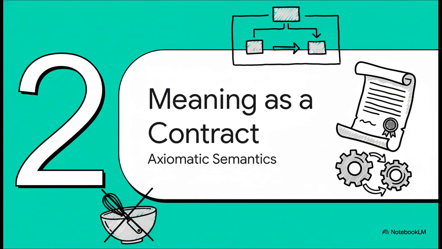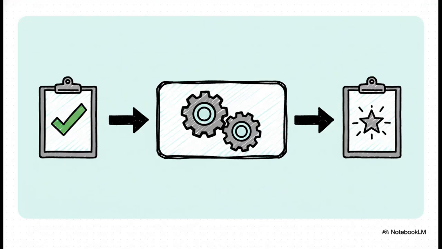Okay, so that was the recipe. Now let's switch gears and look at our second approach, which gives us a totally different way to think about this. This is called axiomatic semantics. And here, the meaning isn't a recipe, it's a contract. So just like any real-world contract, this one has terms and conditions. In axiomatic semantics, those terms are just logical statements we call assertions. You've got the precondition, that's what you guarantee is true before a line of code even runs. And then you have the postcondition. That's what the code guarantees will be true after it's finished.